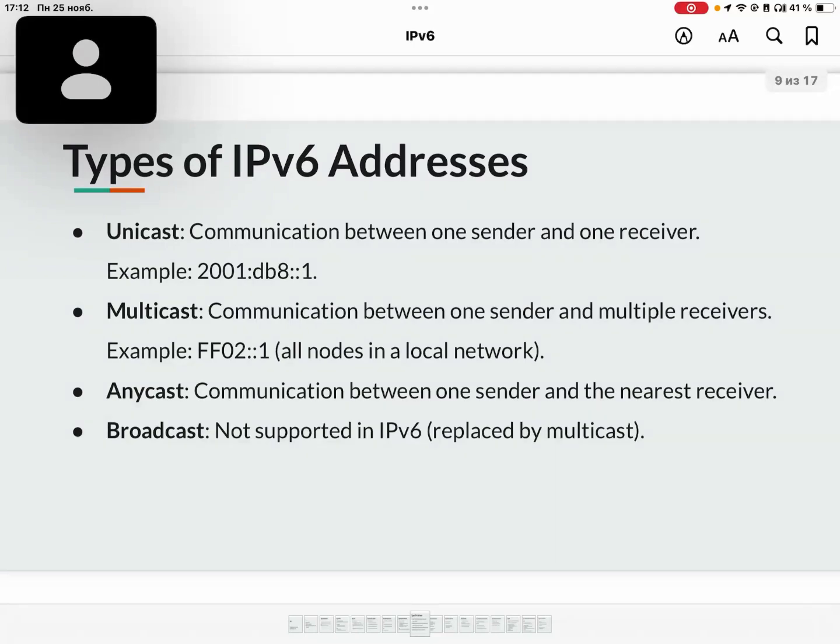Anycast, it's one-to-nearest communication. You use it for load balancing. Mainly, you know that Google has a lot of data centers and it uses Anycast, for example, in IPv4 the address of all 8s. So your request to google.com or the Google domain server will be answered only by the closest one. And broadcast was eliminated and is not supported in IPv6, replaced by multicast. Multicast provides a more efficient way to communicate with multiple devices.